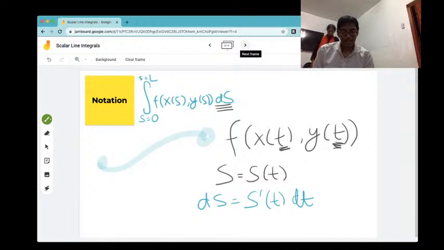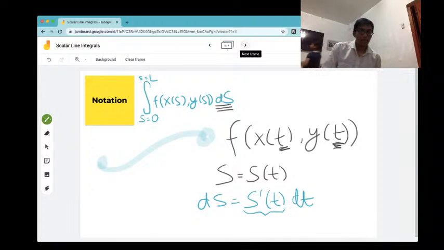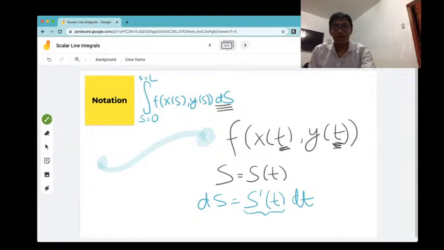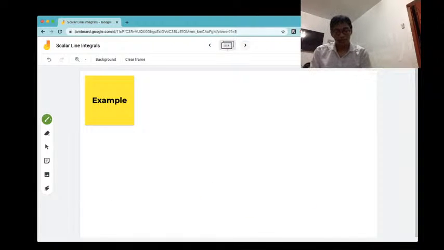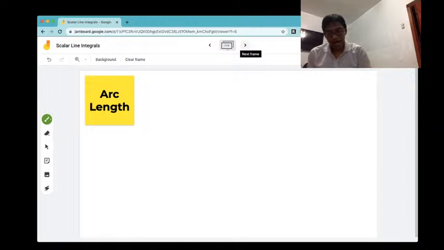But I still don't know what s prime of t is. I want to get that s prime of t as a function of just t. Okay, so how can I do that? Well, we have to hark back to the days of arc length. So let's go back to an old topic, which is arc length. How do we find the arc length of a function? So let's go back to our basics.